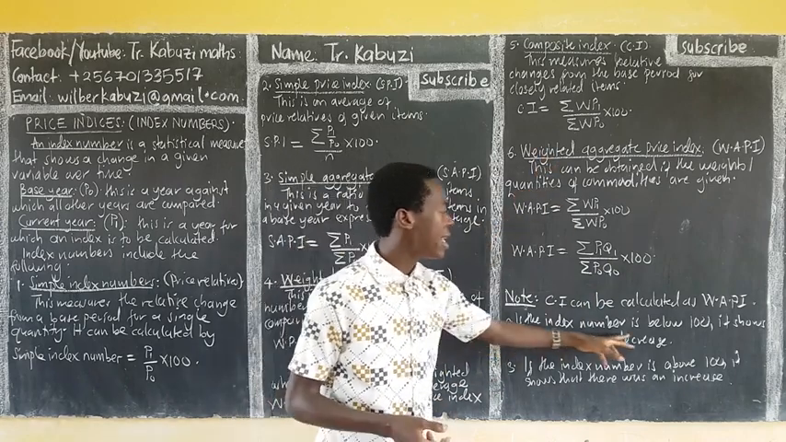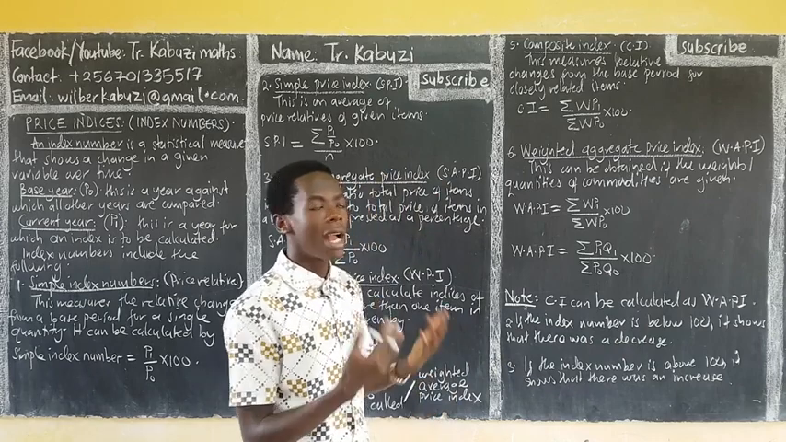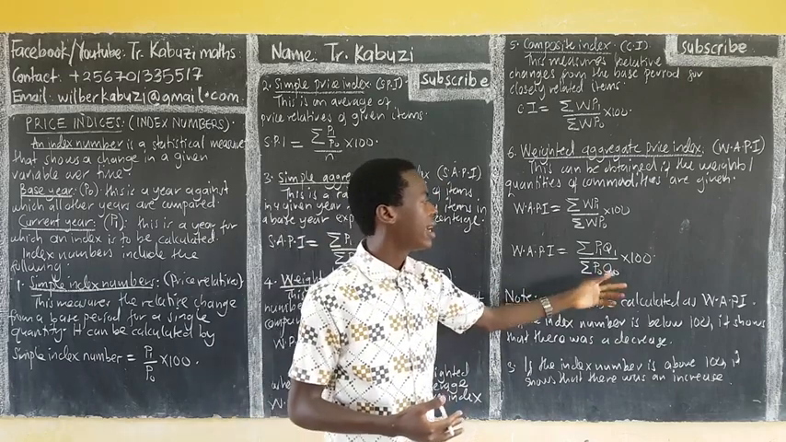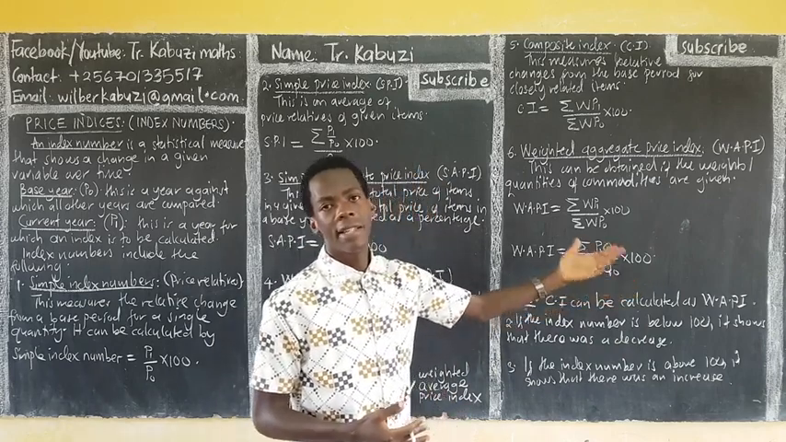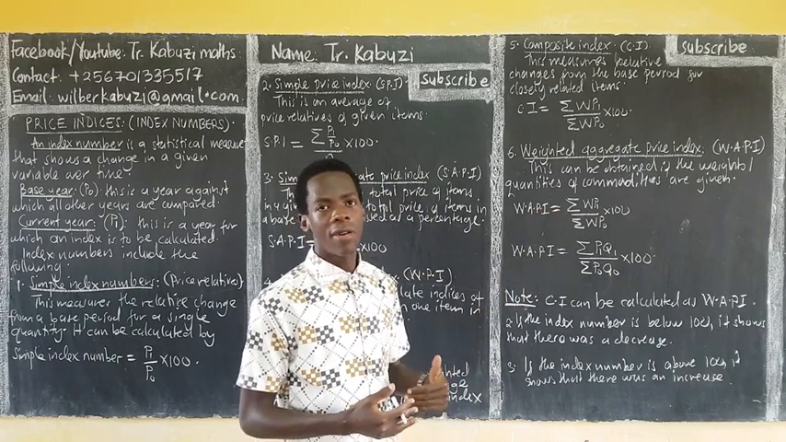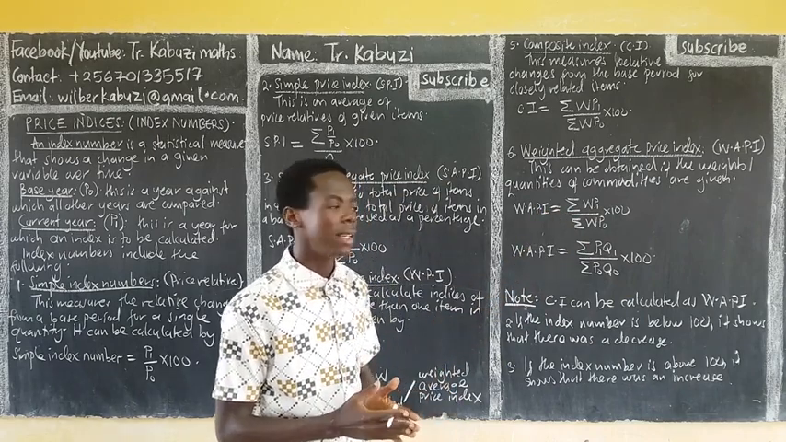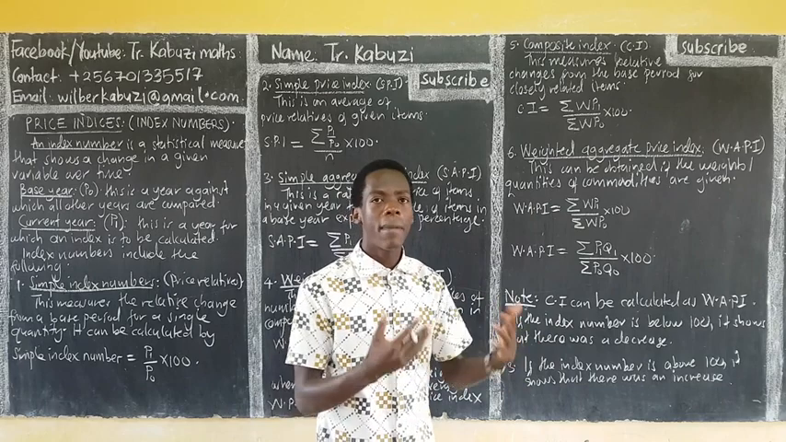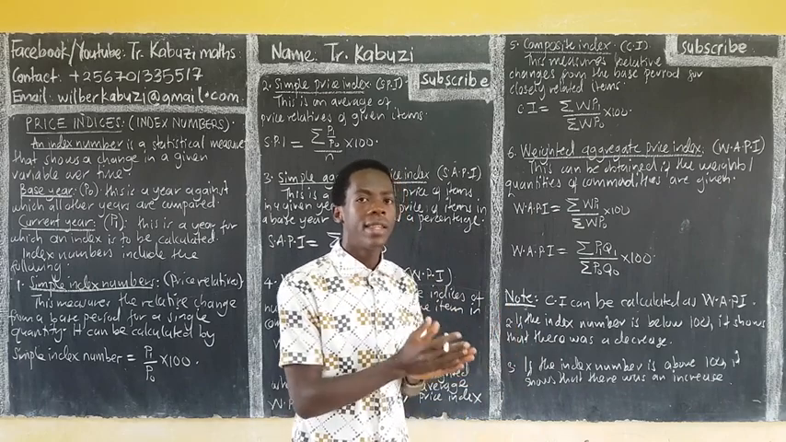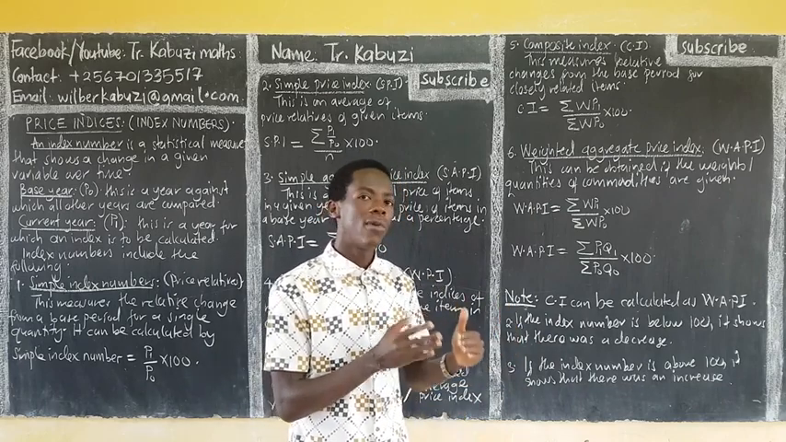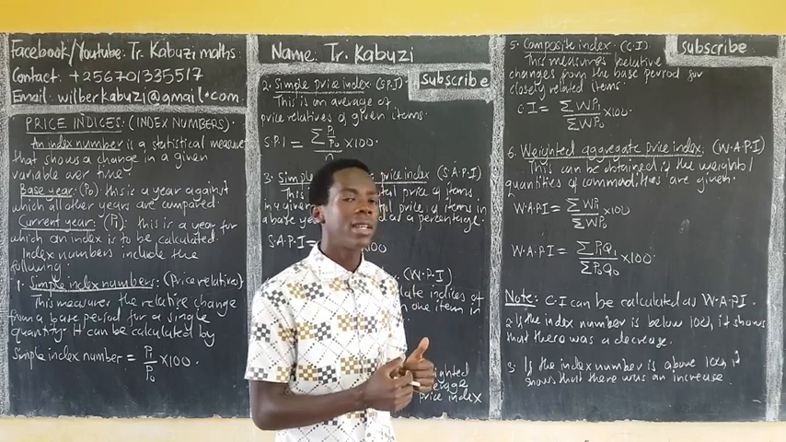Then if you calculate and you get, maybe, 80%, it means that it's below 100, which means that there was a decrease. If you calculate that it's above 100, say you get 130%, it means there was an increase. How do you get that increase?